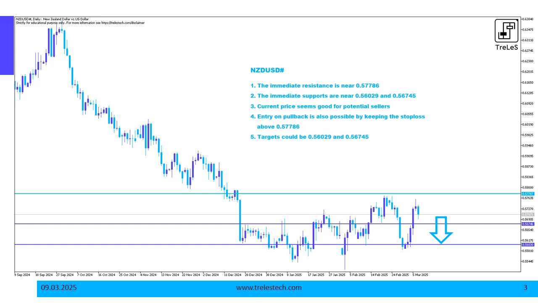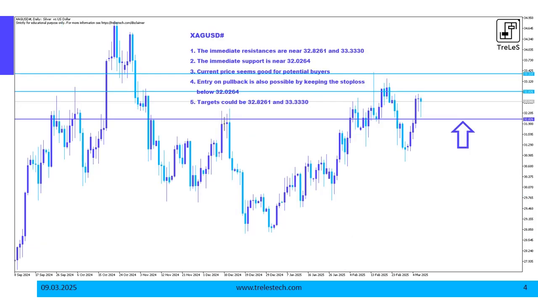A pullback entry is also an option with a stop loss placed above 0.57786. Our target is 0.56029 and 0.56745. The third chart presents XAGUSD.